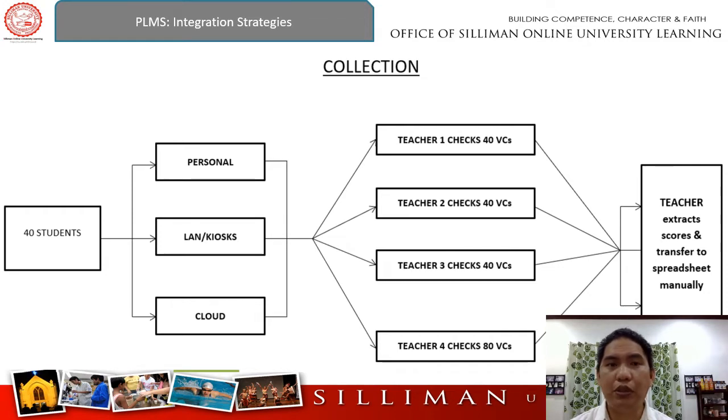So they will just be doing this at the end of probably a period or the end of the semester. At this time, the teacher then checks the different virtual classrooms for each student. And then teacher 2 also does the same, teacher 3 also does the same, as well as teacher 4, based on its virtual courses. So the teacher extracts scores and transfers them to spreadsheets manually. So from there, you are able to continue with your grading process.